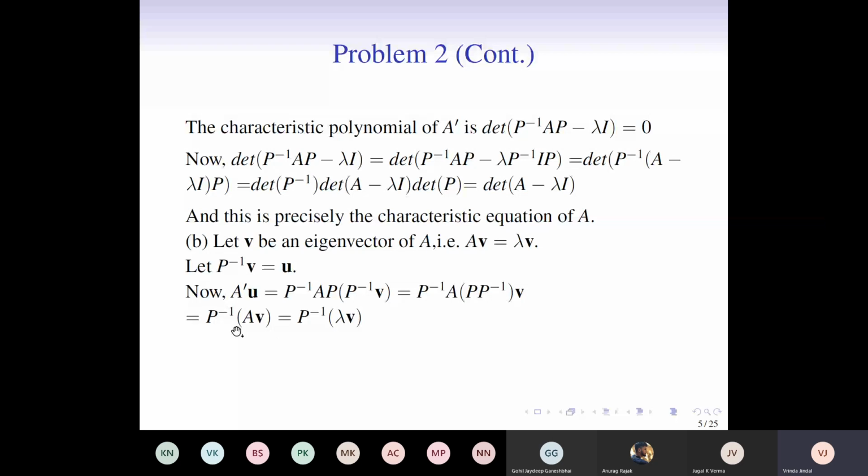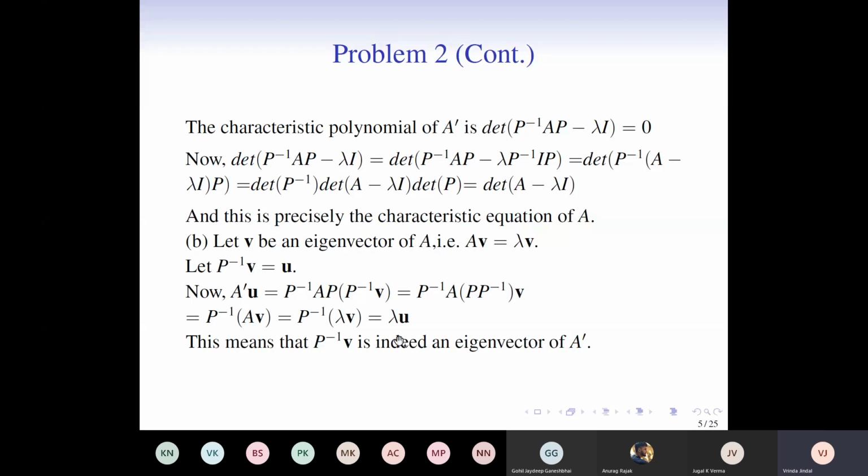Now AV is equal to lambda V, because by definition V was an eigenvector of A and the corresponding eigenvalue was lambda. So we got P inverse lambda V, which is nothing else but lambda U. So what have we proved? We have proved that A dash U is equal to lambda U, where U is P inverse V, and this is basically what the question asked us to prove, that P inverse V is indeed an eigenvector of A dash.